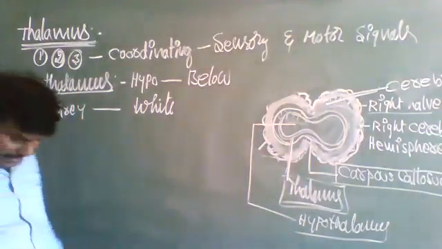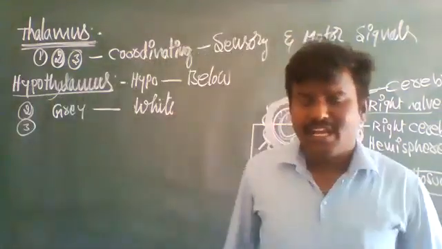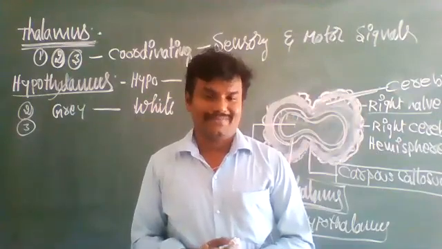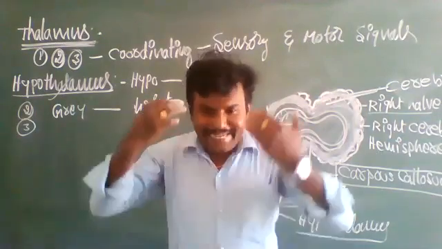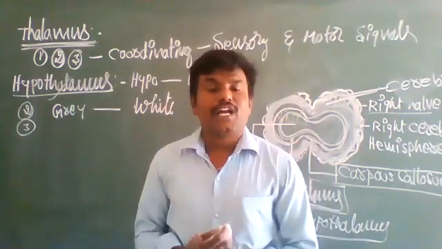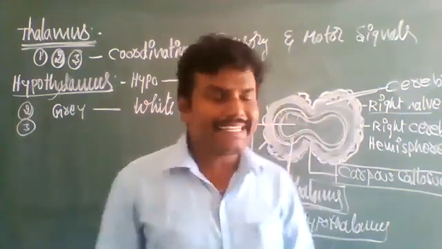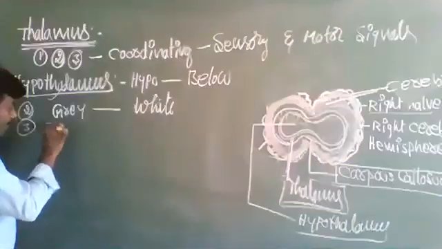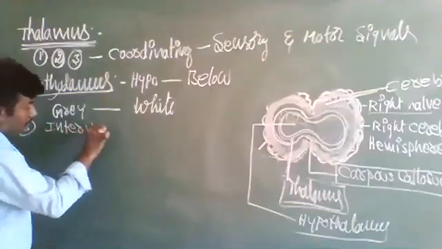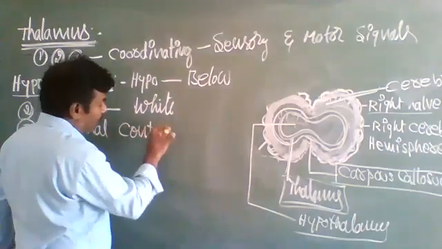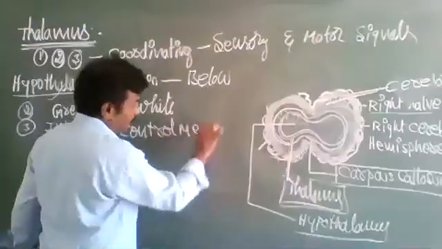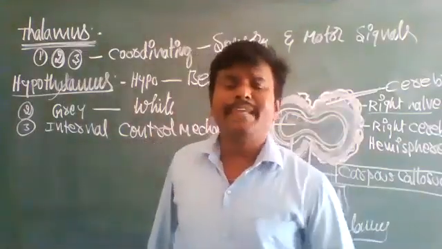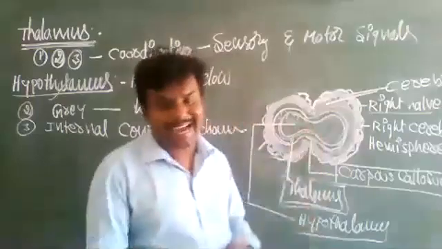So hypothalamus, it is the control center for internal control mechanism. That means what? Internally, many activities are controlled by the hypothalamus. It is the control center for many internal control mechanisms.